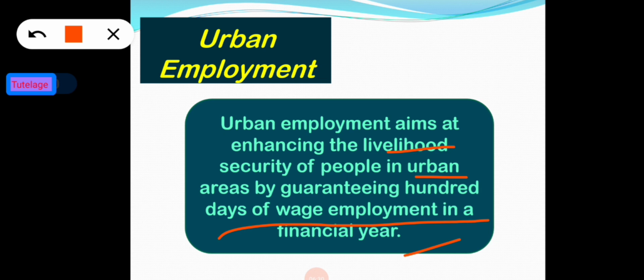So, rural employment aims at enhancing the livelihood security of people in rural areas. So, rural employment is related to the rural areas, and urban employment aims at enhancing the livelihood security of people in urban areas, so it is related with the urban areas. That is the basic difference between rural employment and urban employment. I think this is clear, and what we mean by employment is also clear to everyone. So now going to the next concept.